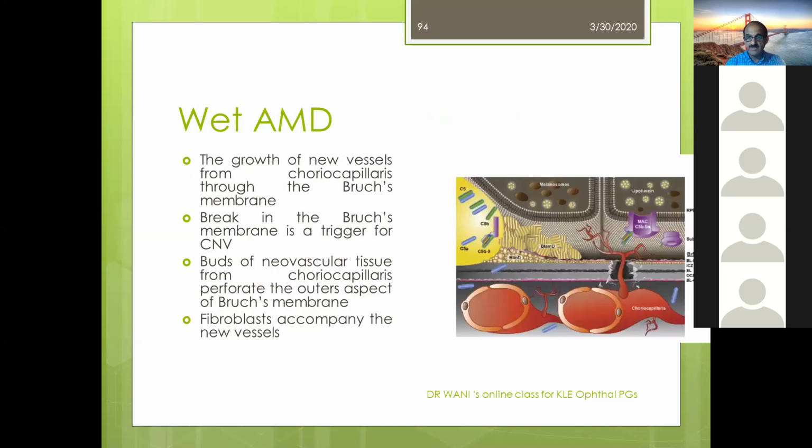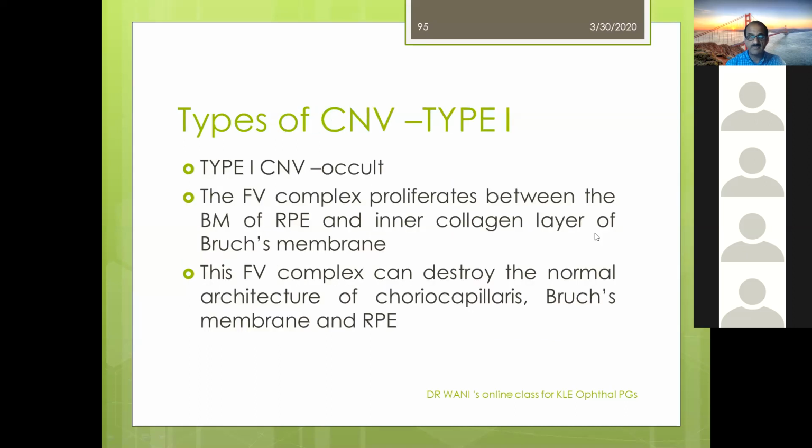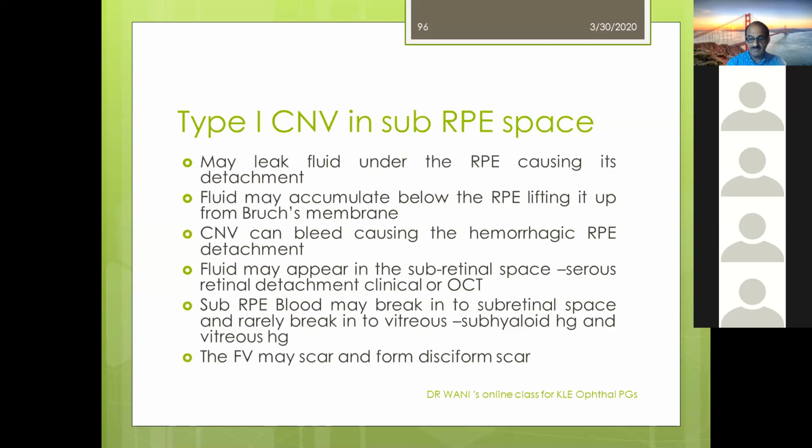So this is the basement membrane of the, where is my cursor? Okay, this is the basement membrane of the RPE and this is the Bruch's membrane. The vessels are growing in this place. So if the vessels are restricted to this space, we call it occult choroidal neovascular membrane or type 1 choroidal neovascular membrane. Okay, what it does is it may alter the normal architecture of Bruch's membrane and RPE, and it may cause visual loss.